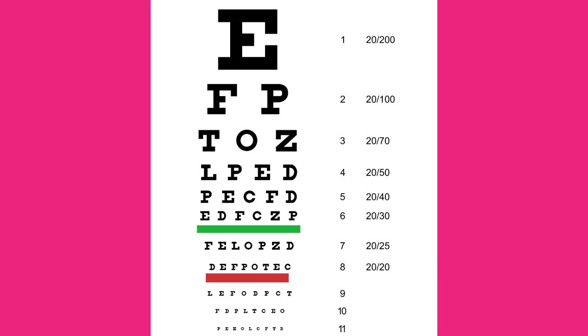If the examination results do not reach 20 per 20 or 6 per 6, the procedure will be repeated using pinhole glasses. If with the pinhole glasses the vision has improved, then the vision problem is caused by refractive disorders such as myopia. Repeat the procedure for the next eye.